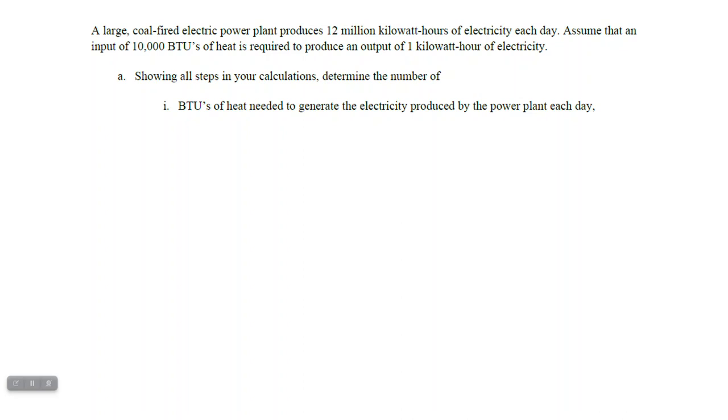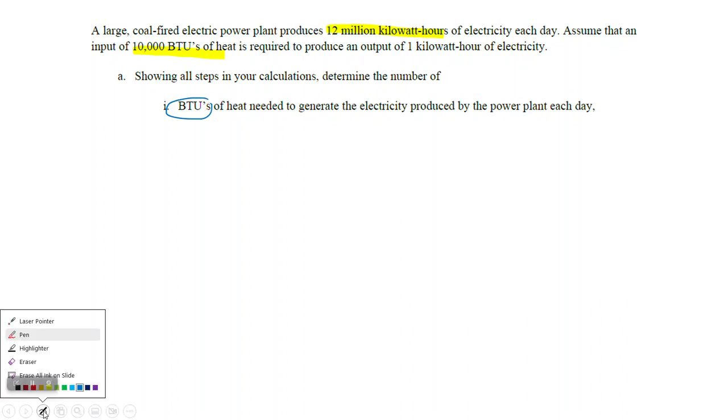All right, so for quite a few years, they would have a lot of these kind of power plant calculations where you get information about, oh, okay, so this power plant makes this many kilowatt hours, that's how much heat you need, and then you had to start calculating some things. So we're going to go ahead and do this. So they want us to calculate a variety of things. In this case, they want us to calculate the BTUs of heat needed to generate the electricity produced each day.